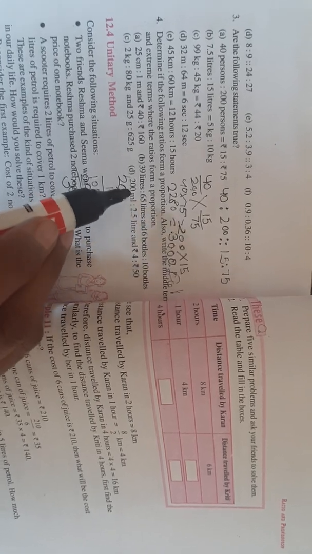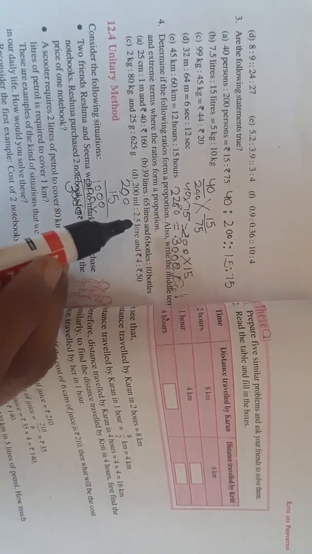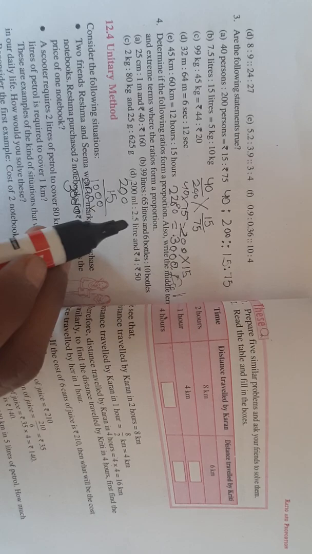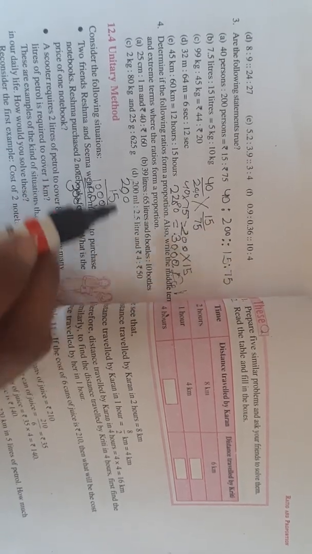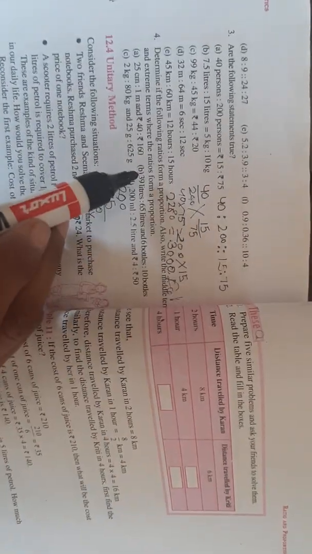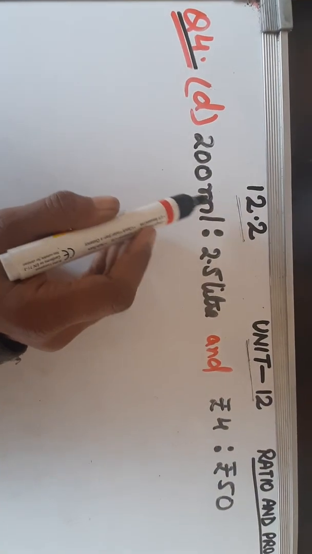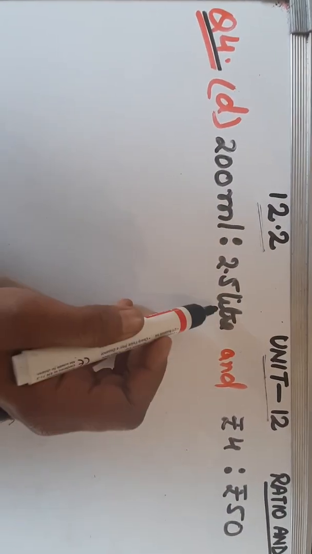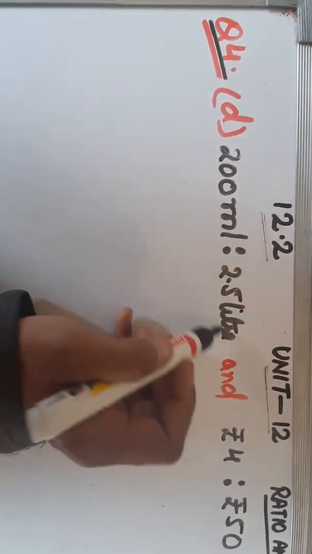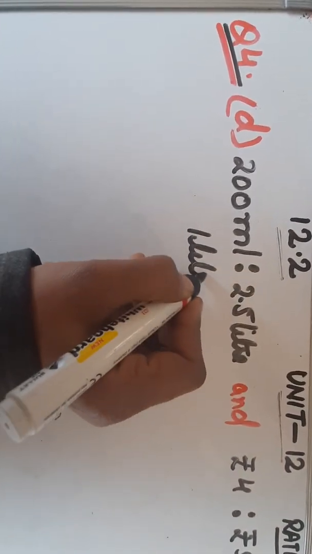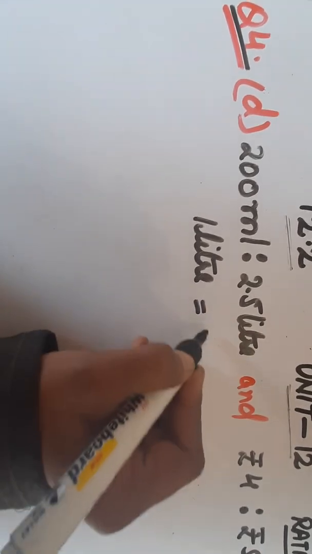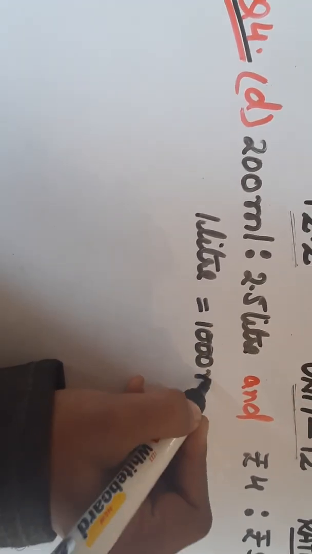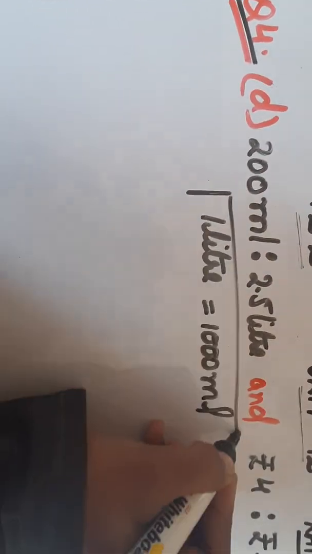Now D part, 200 milliliter is to 2.5 liter. I'll do this question in front of you. Do B and C part yourself. Now in this part, dear students, in the first ratio units are not same. So let us convert liter. Let us see the relation between liter and milliliter. 1 liter is equal to 1000 milliliter. So we are going to use this.